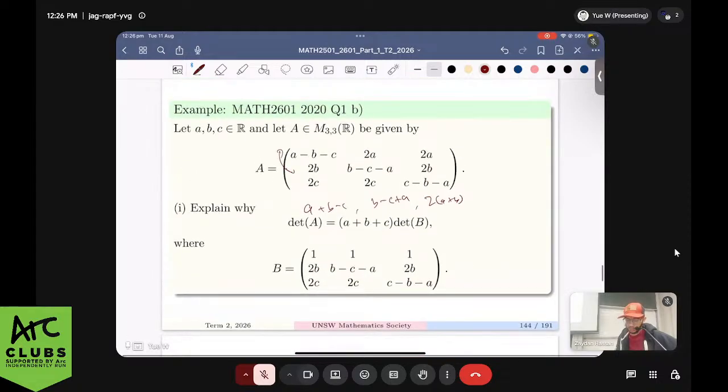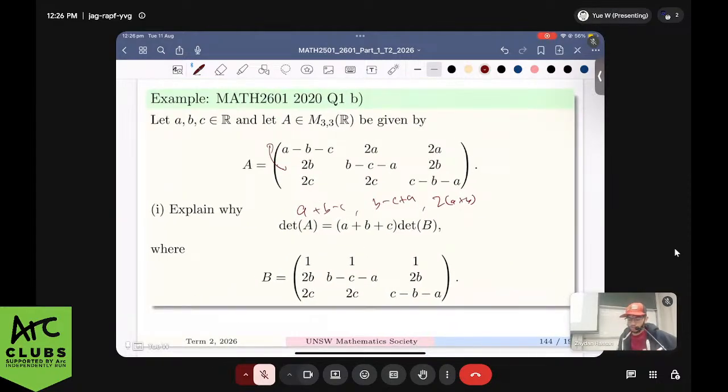Okay, yeah, and then if you do it again, but with this one, so add these two rows. I think what we'll do is, since there's going to be ones here, we might replace the first row, R1, with R1 plus R2. So then on the first one, we get A plus B minus C. And then here we get what? A plus B minus C and 2A plus 2B.